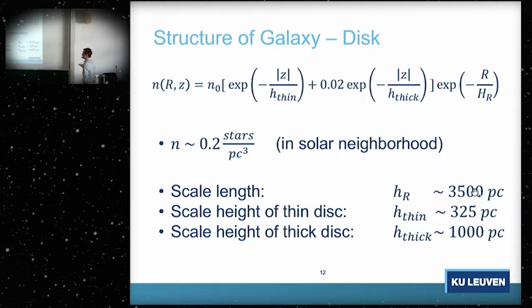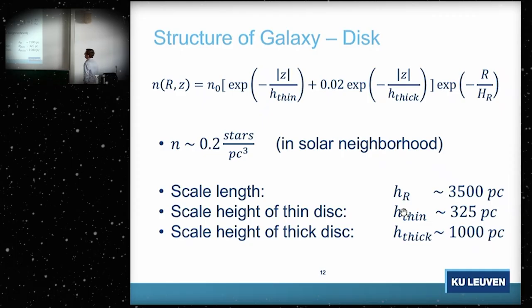Again, to orient ourselves, we can think about that we sit 8.5 kiloparsecs roughly away from the center of the Milky Way. And we sit almost in the disk plane, a little bit higher, a few parsecs, 50 perhaps. The number density normalization that you can apply for the solar neighborhood, this we have had as well, is roughly 0.2 stars per cubic parsec.